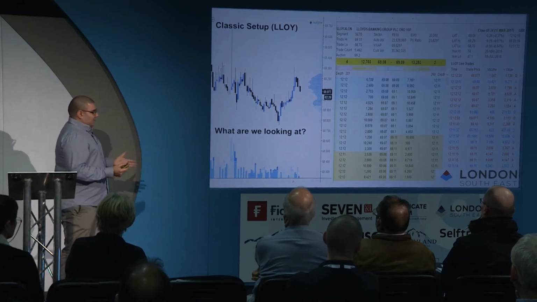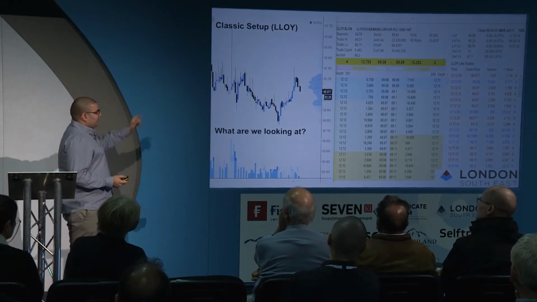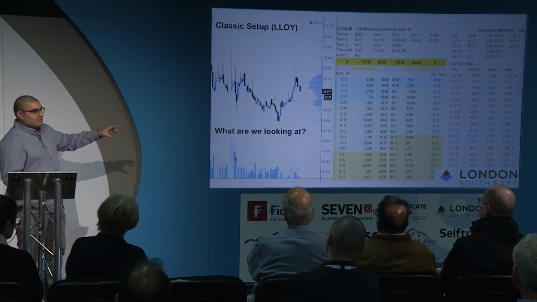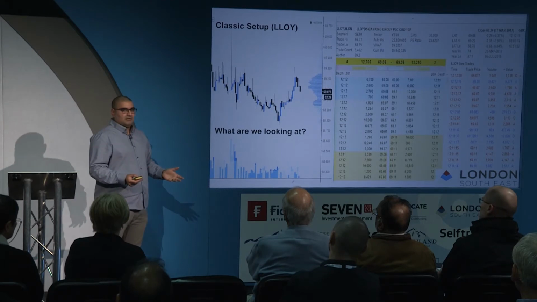Okay? So what else could I mean by this, or what could we be looking at on this chart? So if price moves down and there's not a lot of volume at price, you know that there aren't many traders transacting at that price level.